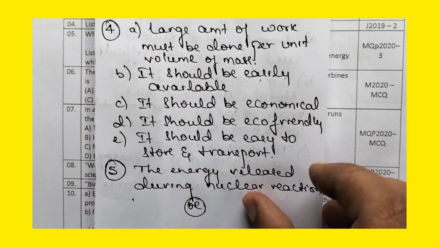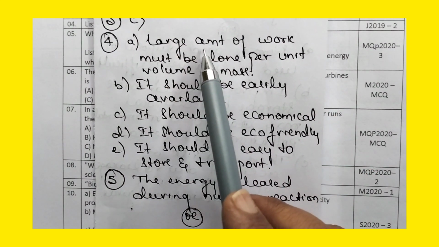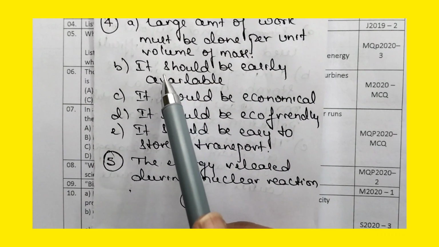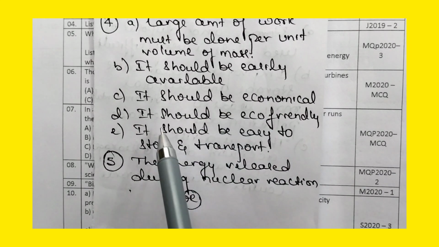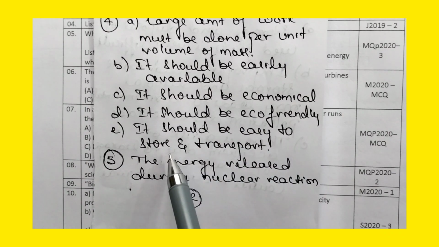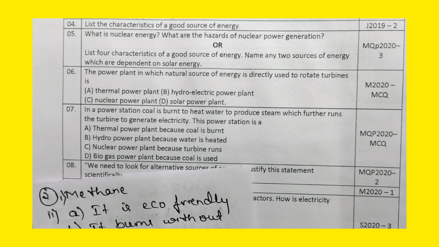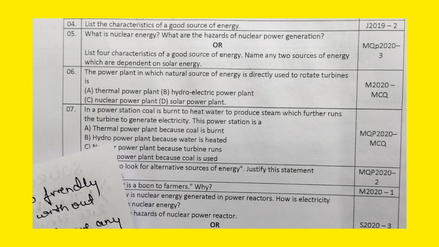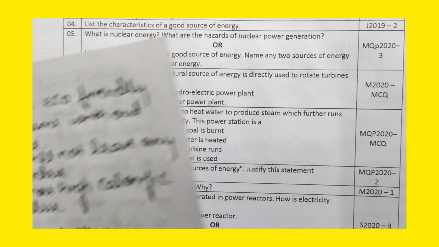Characteristics of good sources of energy: large amount of work must be done per unit volume of mass. It should be easily available. It should be economical. It should be eco-friendly. It should be easy to store and transport. So these are the characteristics of good sources of energy. Name 2 sources of energy that are dependent on solar energy.